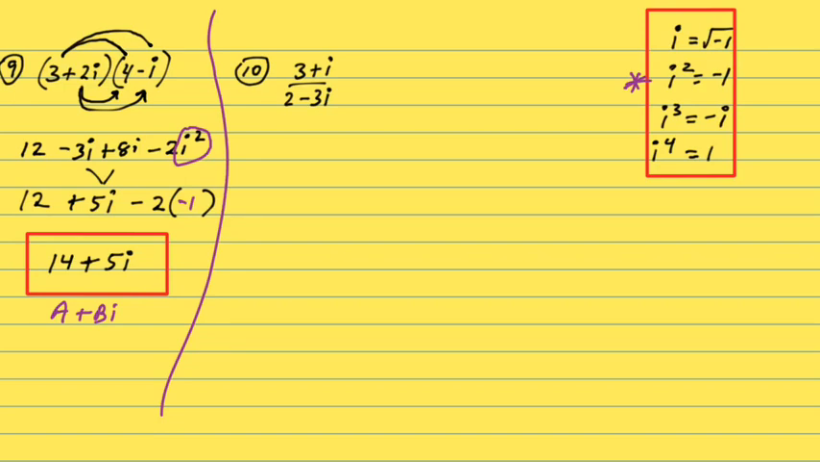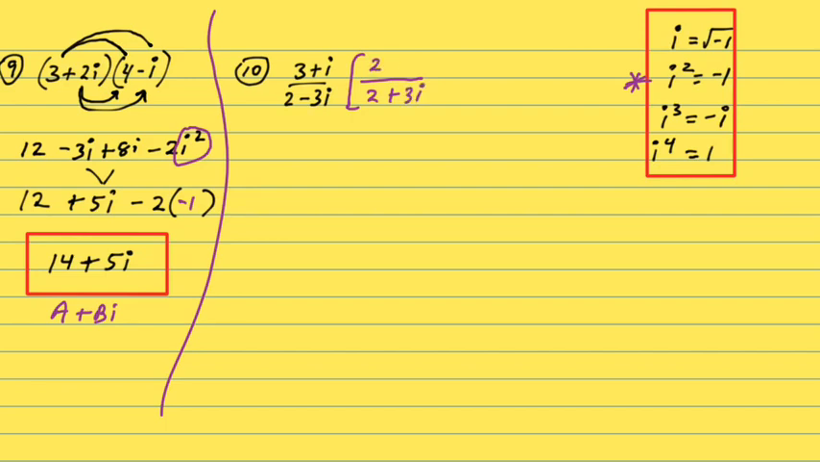Number 10 is a little harder because you're not allowed to leave radicals in the denominator. i's are radicals. So to get rid of the i in the denominator, you're going to rationalize it. To rationalize it, you need the conjugate, in this case a complex conjugate. The conjugate of 2 minus 3i would be 2 plus 3i.